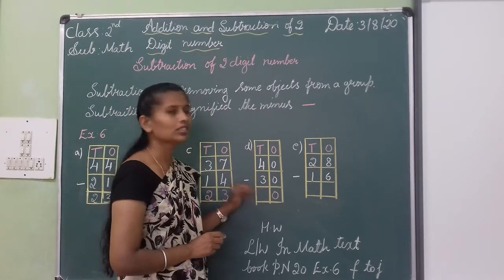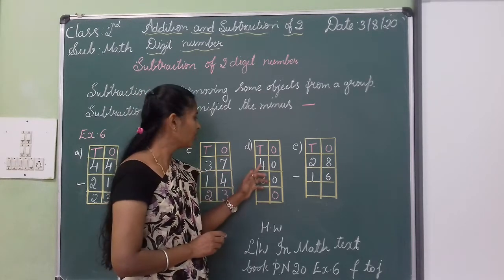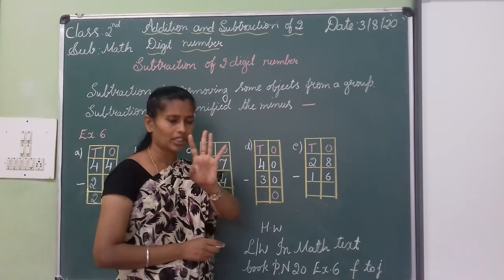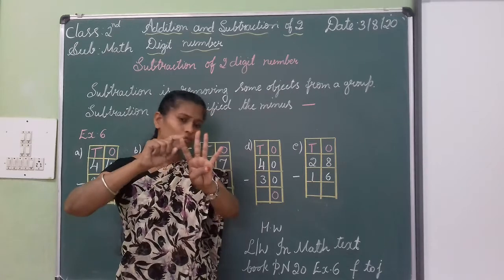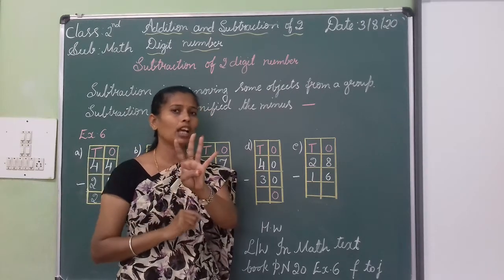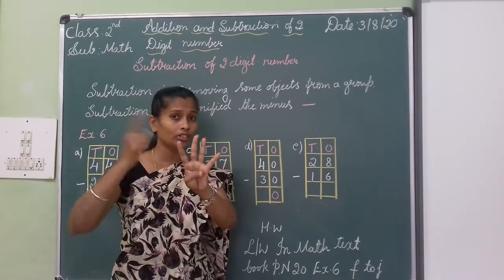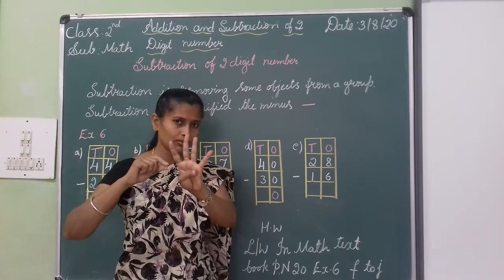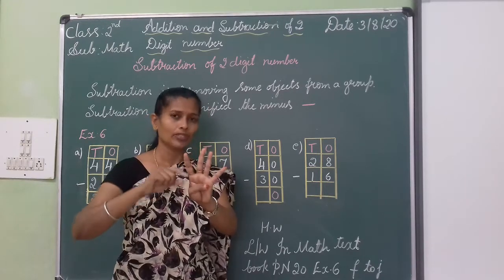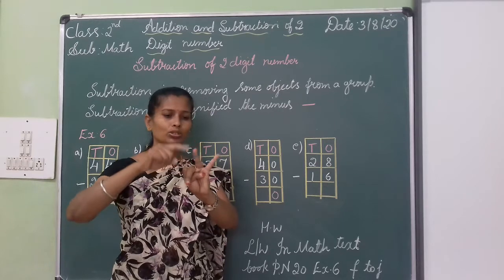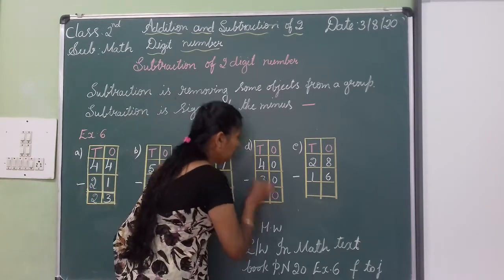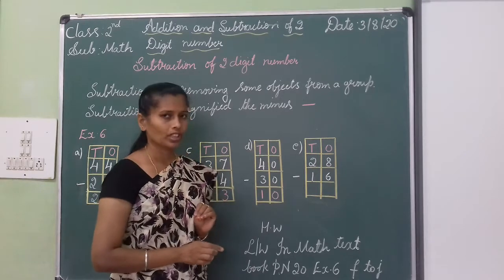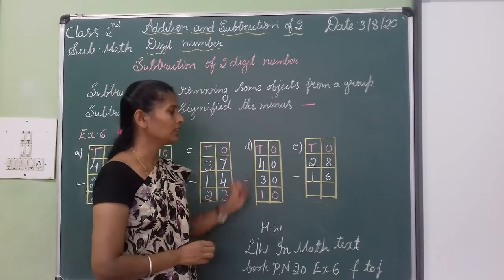Now come to the tens. 4 minus 3. Keep 4 fingers. 1, 2, 3, 4. From 4, I have to take away 3. 1, 2, 3. How many are remaining? 1. Right? 1 in the tens place. Are you understanding?